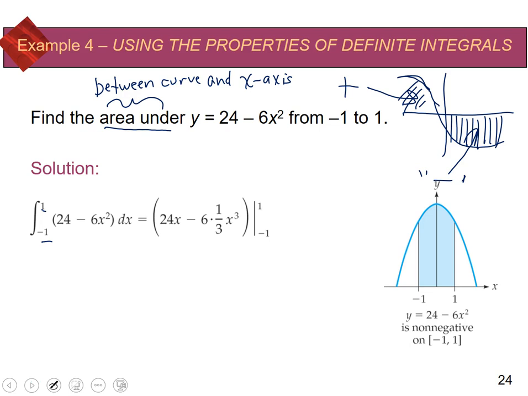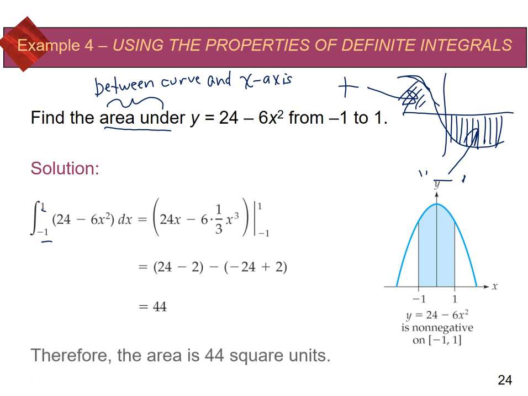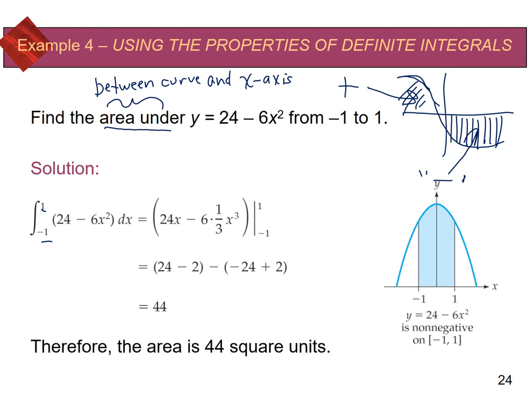So we do the indefinite integral and get 24x minus 6 times 1/3 x cubed, which will become 2x cubed, and I'm going to evaluate that from -1 to 1. When I plug the numbers in, I get 24 minus 2 minus -24 plus 2, which eventually just becomes 44. So the area is 44 square units.